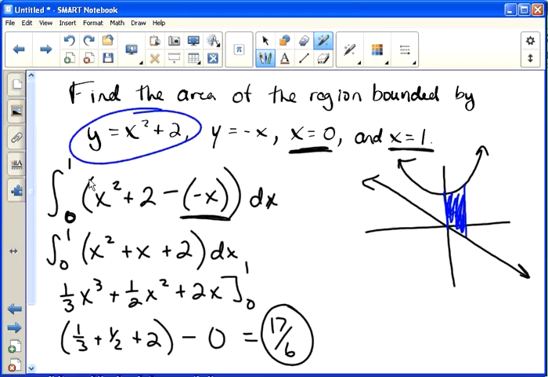So the way to figure out which one goes on top again is to look at your boundaries, pick a number between those boundaries, plug that number into both your equations, and whichever gives you a bigger result, that's the one that goes on top. Alright, so let's move on and do another example.